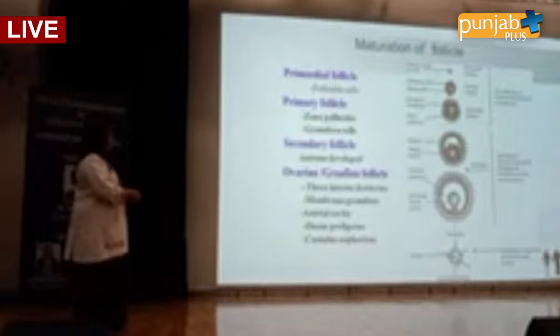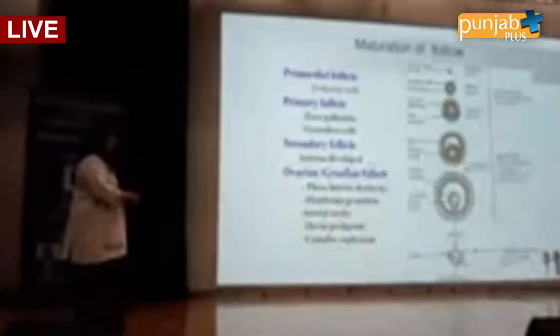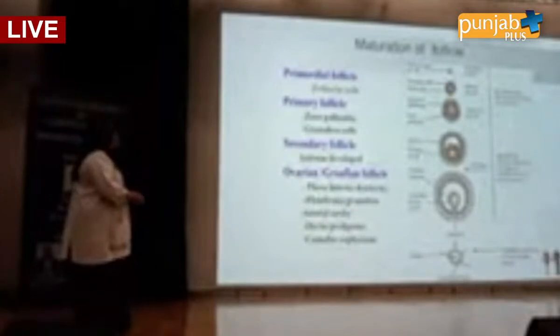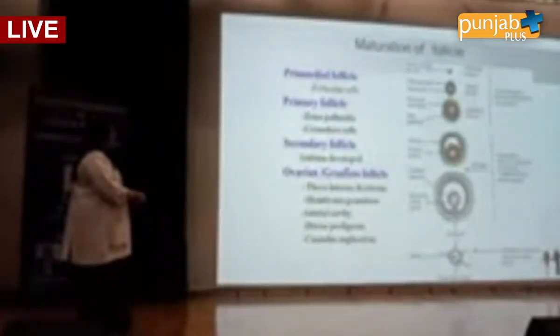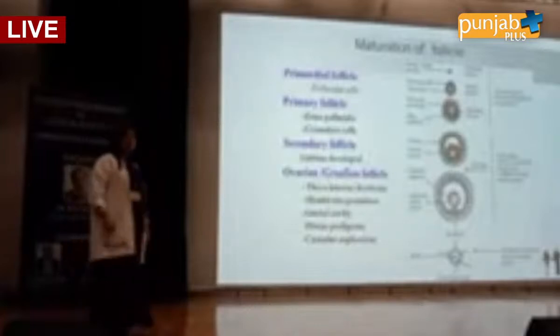And surrounding this there is the development of a large cavity that is known as the antrum. And the cells which surround this oocyte are known as the cumulus oophorus.